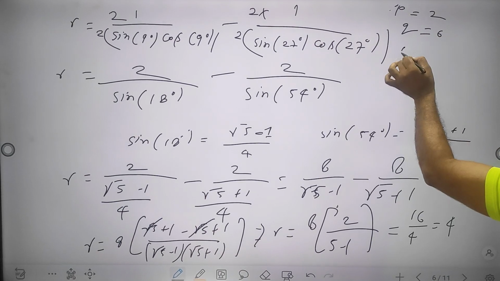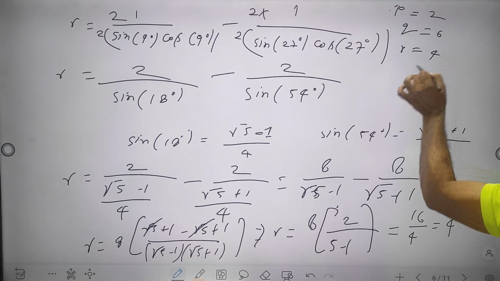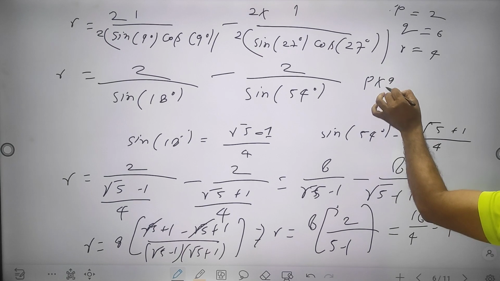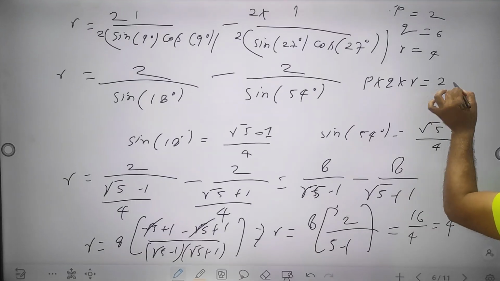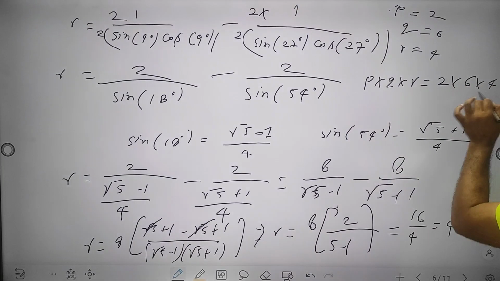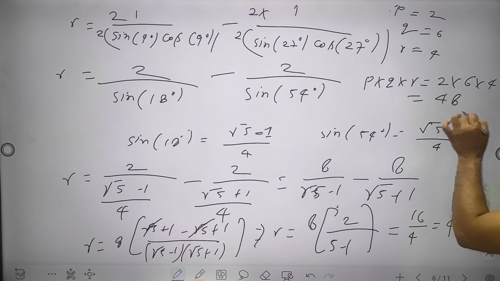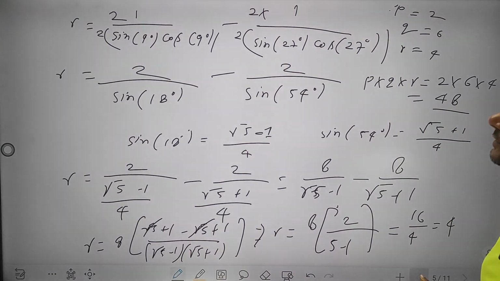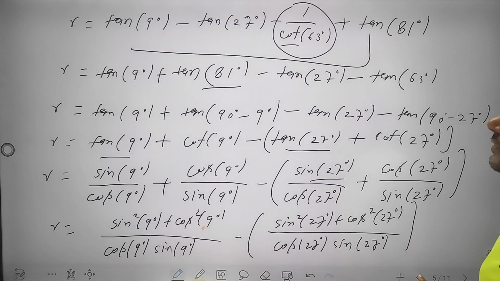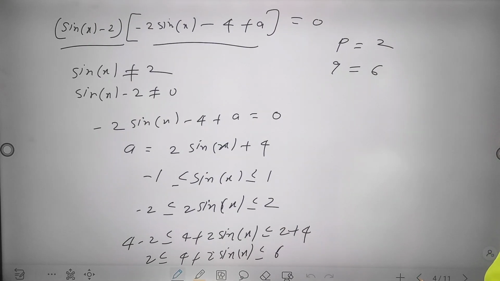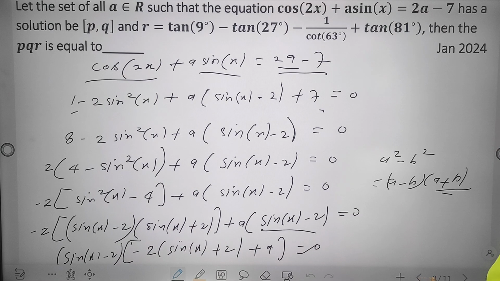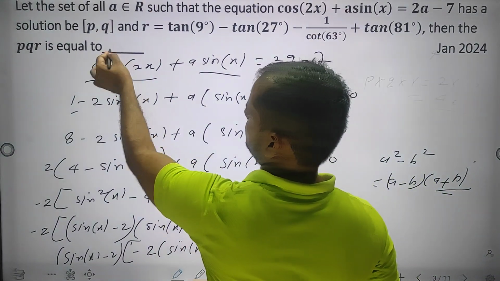and r equals 4. Then pqr is 2 into 6 into 4, this will be 48. This is our answer, and this will be equal to 48.